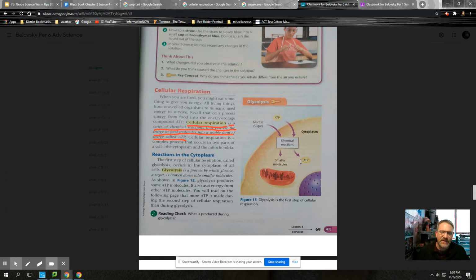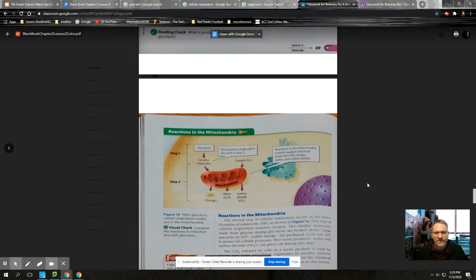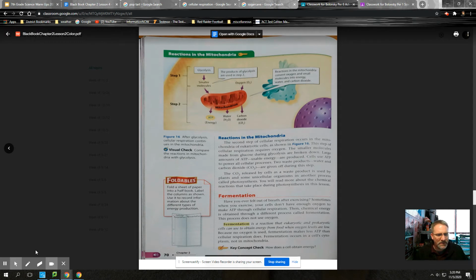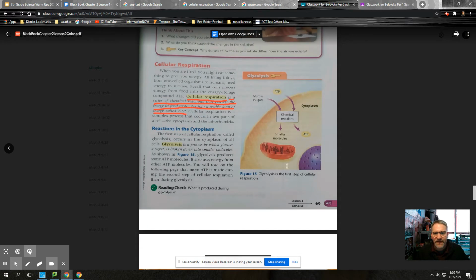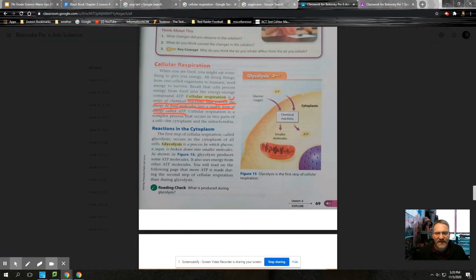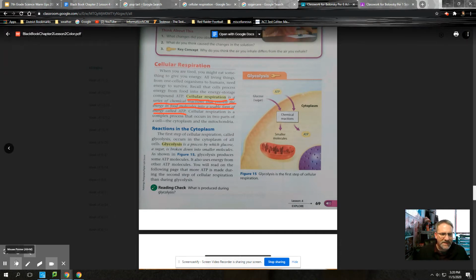So cellular respiration basically takes sugar that you eat, and then it takes oxygen. If you look at this picture, here is oxygen. It takes sugar and oxygen and combines them together, and it makes ATP, that energy we have talked about, adenosine triphosphate. And that sugar is what gives you the energy to do whatever it is that you need to do.